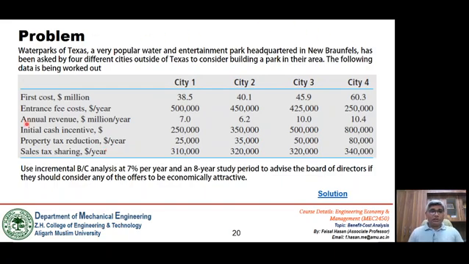I have used an Excel sheet to solve this problem. So let us see.